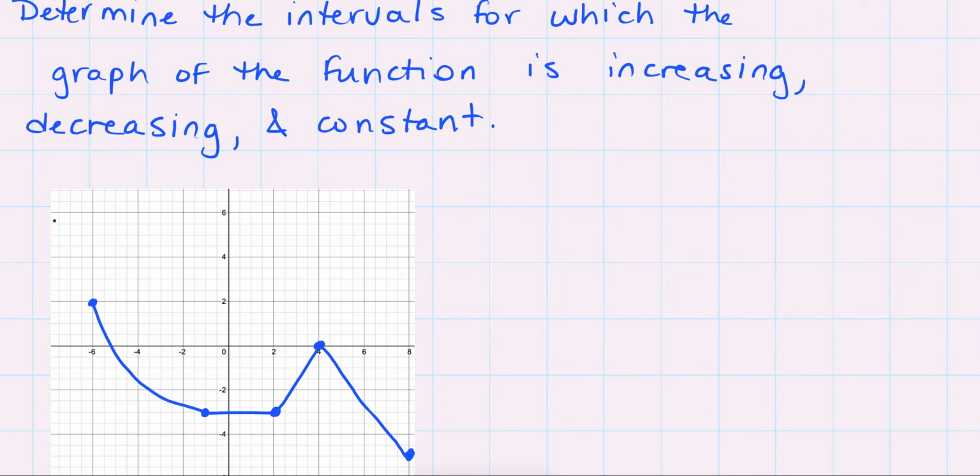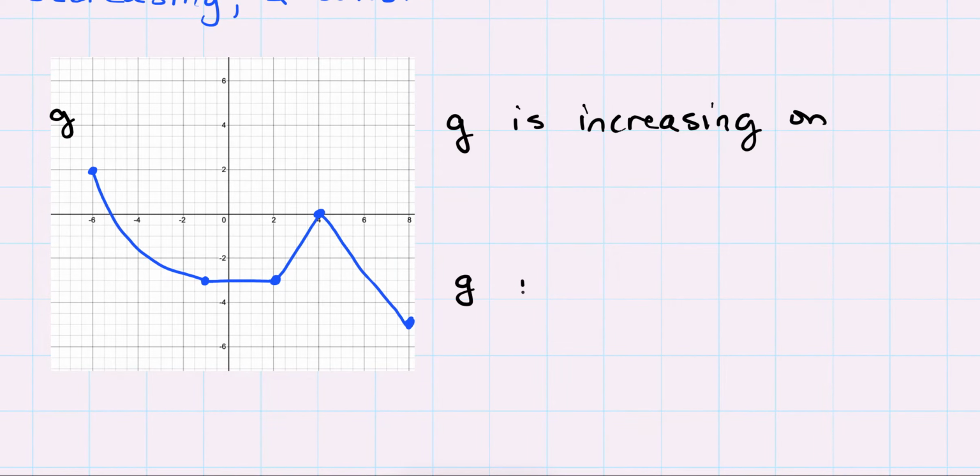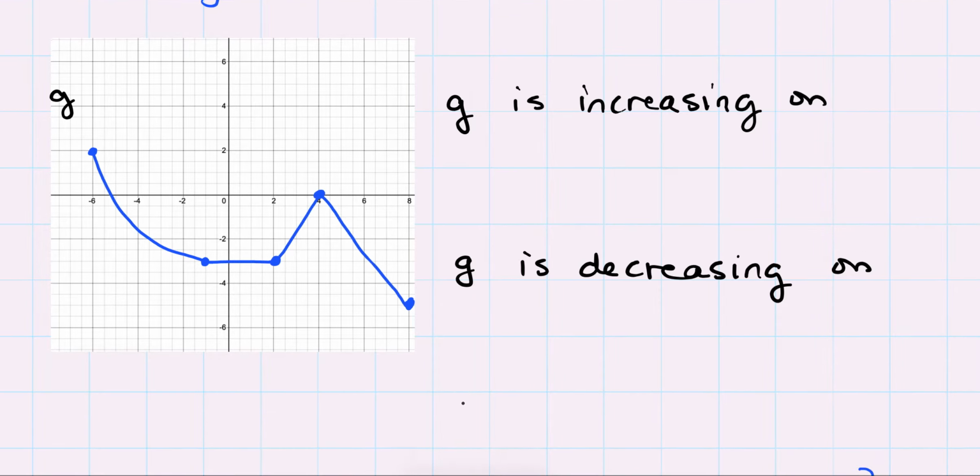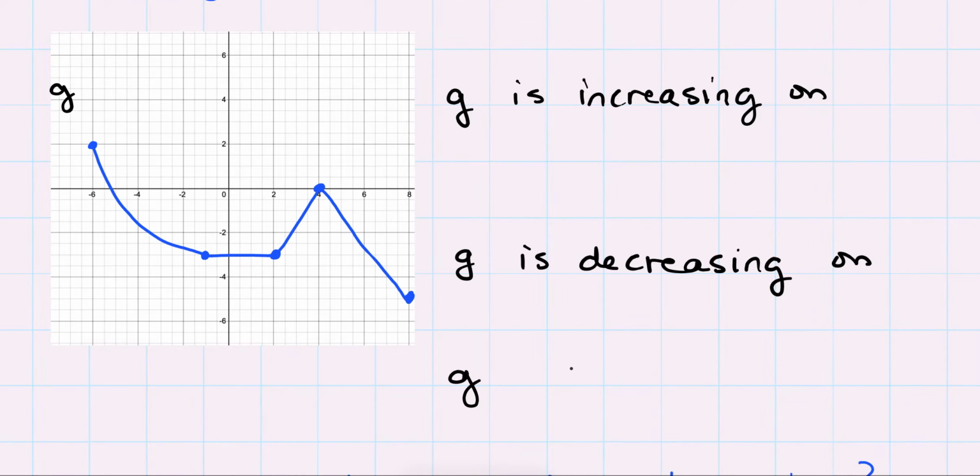Let's call this function g. So I'm going to put the same thing here. G is increasing on the intervals. G is decreasing on, and G is constant.